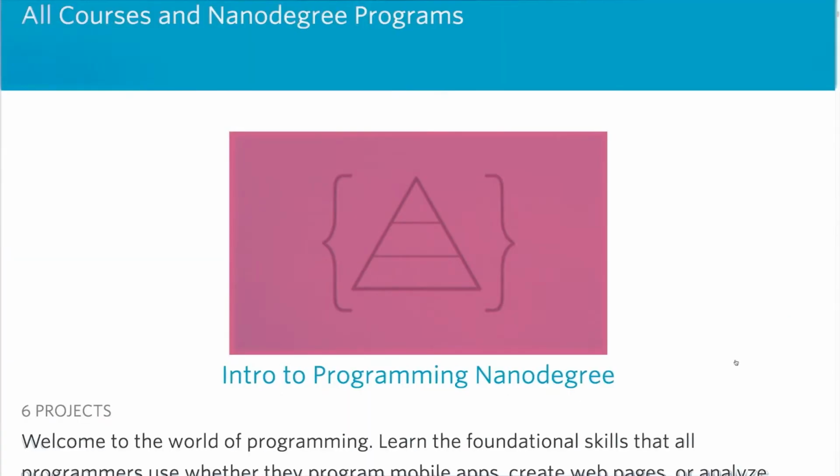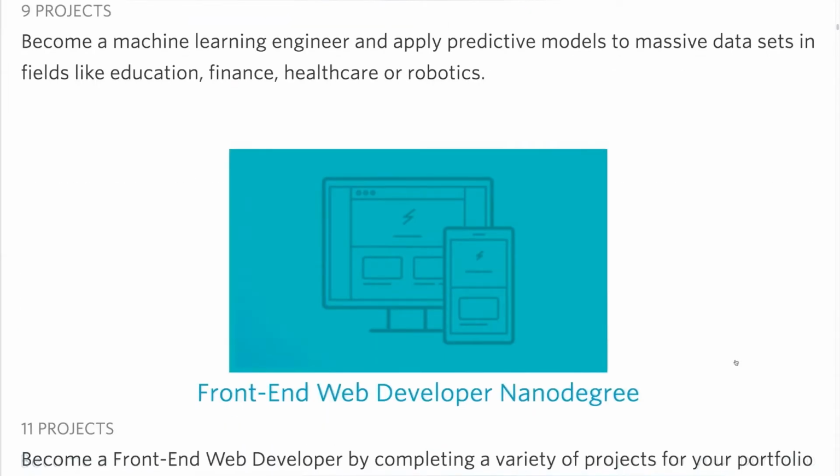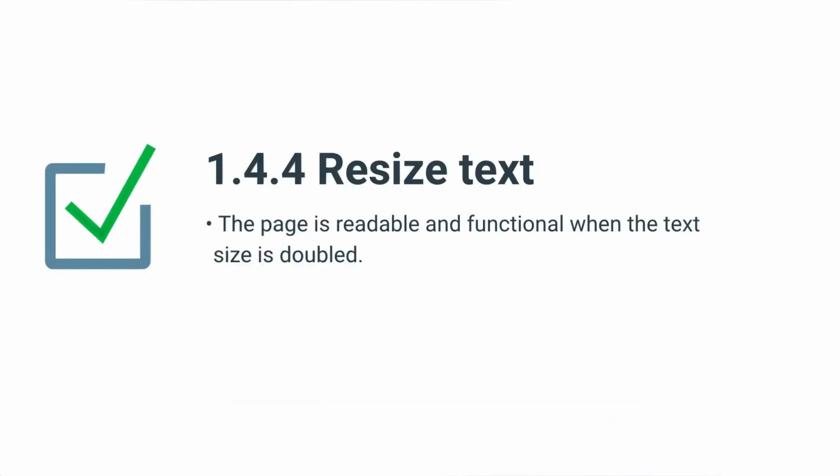Because the page was designed responsively, the UI has rearranged itself for the smaller viewport, which is great for desktop users who require screen magnification, and it's great for mobile screen reader users since there are fewer elements to touch and explore. This is just a total win. In fact, just by designing responsively, we're meeting Rule 1.4.4 of the WebAIM checklist, which states that a page should be readable and functional when the text size is doubled.